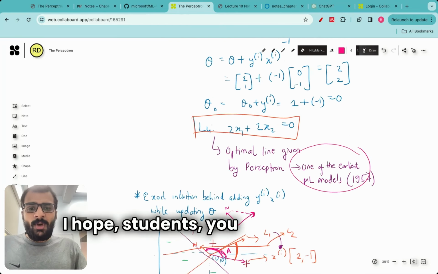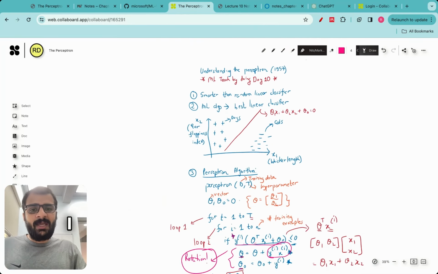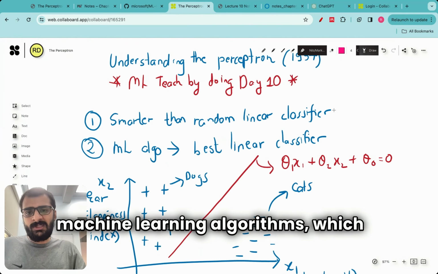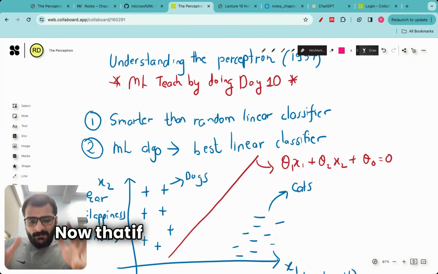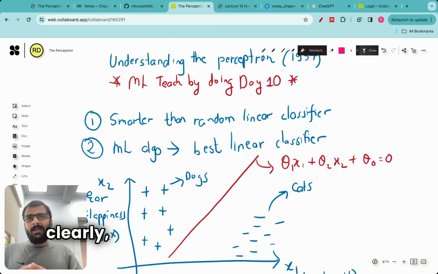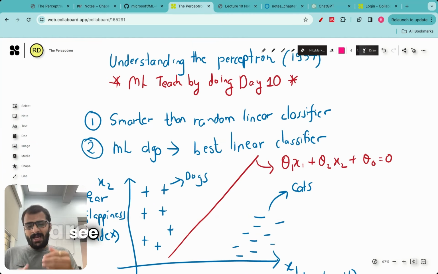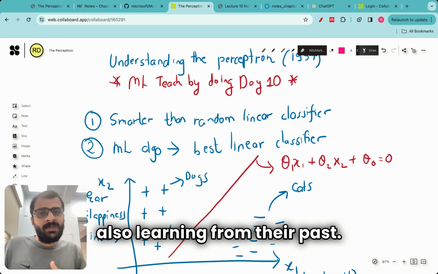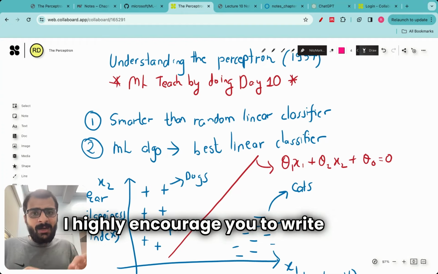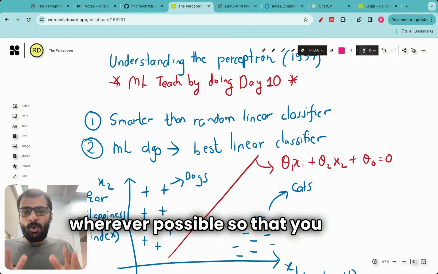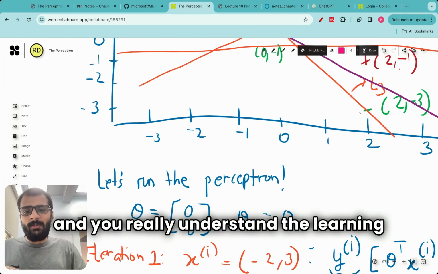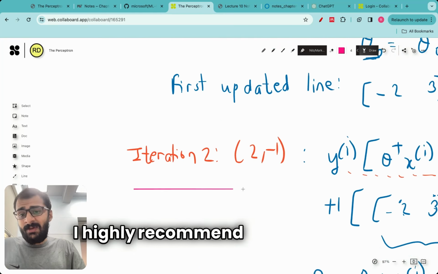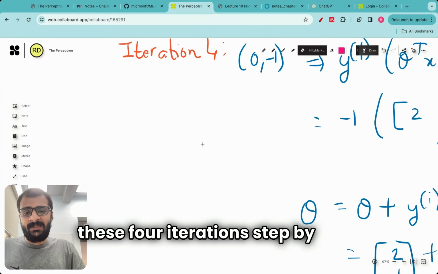I hope students you understood this comprehensive lecture which I created to explain one of my most favorite machine learning algorithms, which is the perceptron. If you understand this lecture clearly, all the new algorithms which you see are kind of doing similar things, not exactly, but they are also learning from their past. I highly encourage you to write down things wherever possible so that you don't forget it and you really understand the learning process, especially these 4 iterations which I did. I highly recommend that you write these 4 iterations step by step.